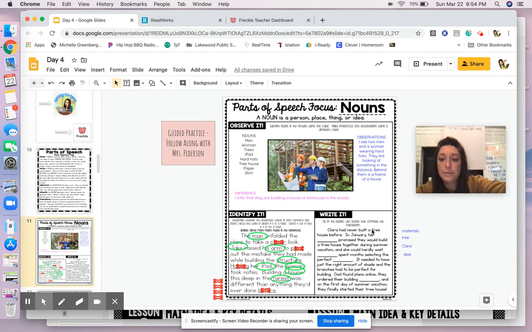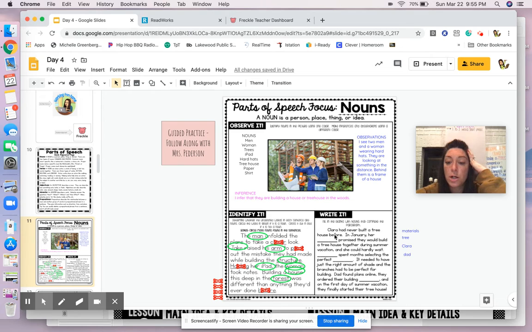So now here's my write it. Clara had never built a treehouse before. In January, her blank promised they would build a treehouse together during summer vacation, and she could hardly wait. Blank spent months selecting the perfect blank. It needed to have just the right amount of shade, and the branches had to be perfect for building. Dad found plans online. They ordered their building blank, and on the first day of summer vacation, they finally started their treehouse.